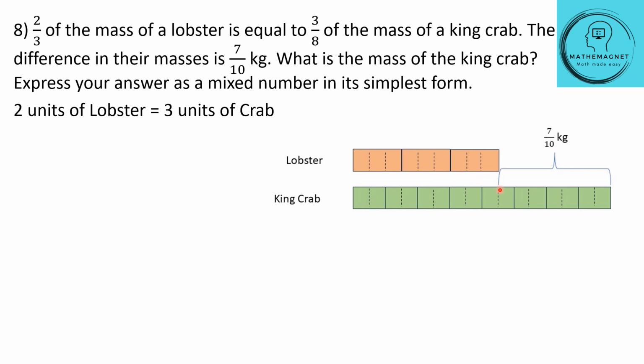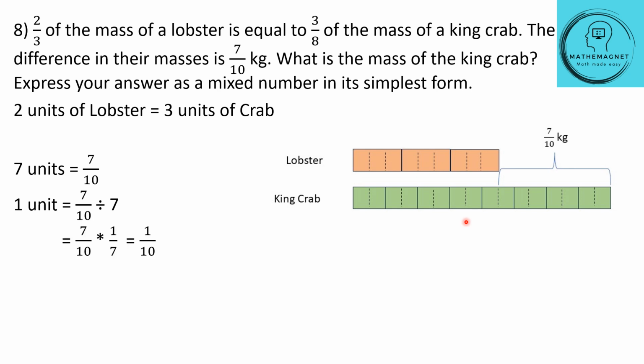And now we know the difference between king crab and lobster is 7 by 10 kg. So now 8 units becomes 16 parts whereas 3 units becomes 9 parts. Okay, so the difference, 7 units. 7 units is equal to 7 by 10 kg. So 1 unit will be 7 by 10 divided by 7, which is equal to 1 by 10 kg. So we know 1 unit is 1 by 10 kg.